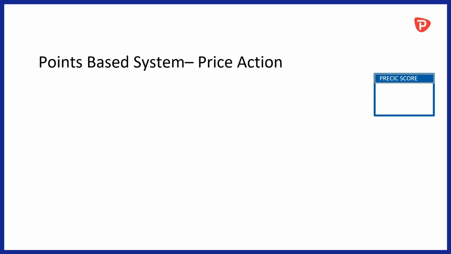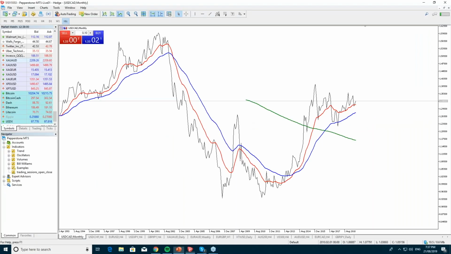So let's jump into the charts and have a look at the top-down approach. Here we've got US dollar CAD monthly, and I've got it on a line chart to get started with. The reason I have it on a line chart is it just cleans up a lot of what we're looking at.